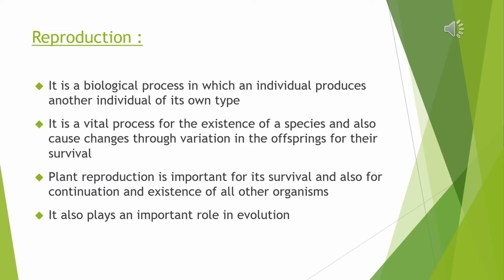Reproduction. Reproduction is a biological process in which an individual produces another individual of its own type. What is meant by reproduction? It is a biological process in which an individual produces another individual of its own type. For example, a mango tree produces another mango tree. A neem tree produces another neem tree. So, reproduction is a fundamental feature of all known life.